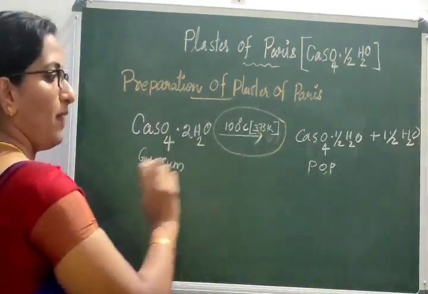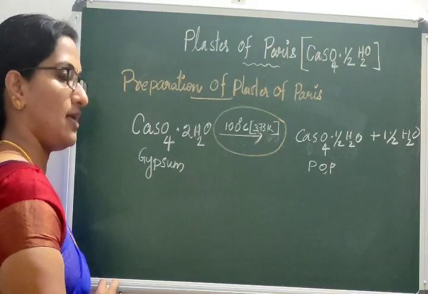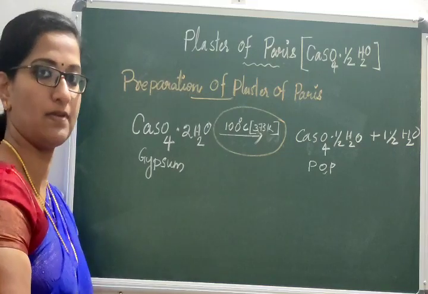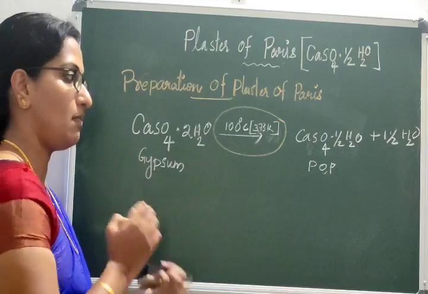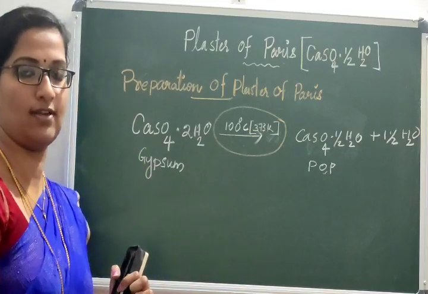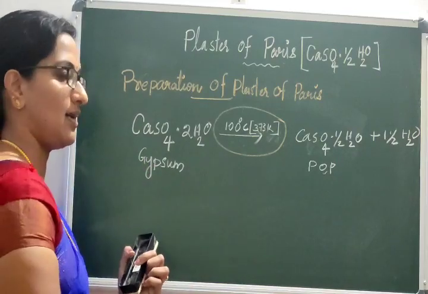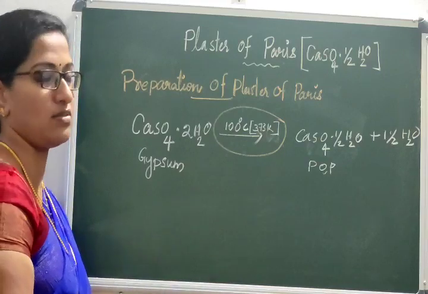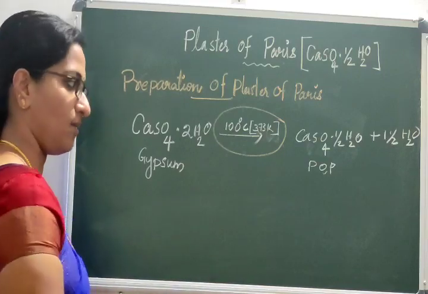This plaster of Paris is mainly used for hospital purposes, mainly for bones. If a bone is dislocated, doctors plaster it by using plaster of Paris. You might have seen that.